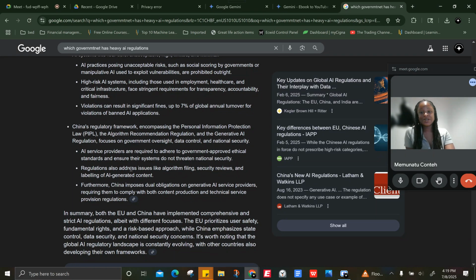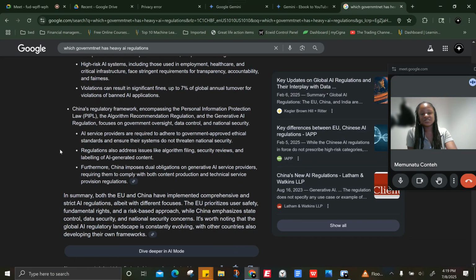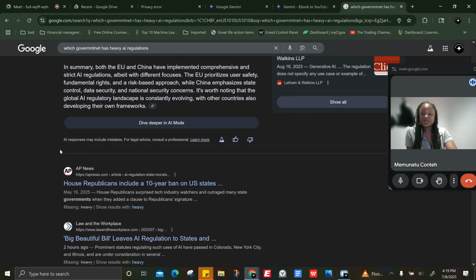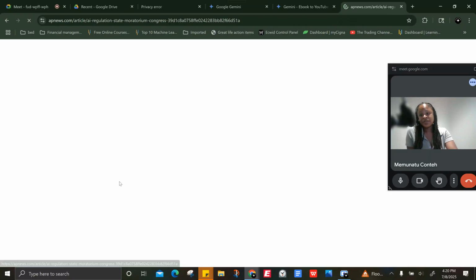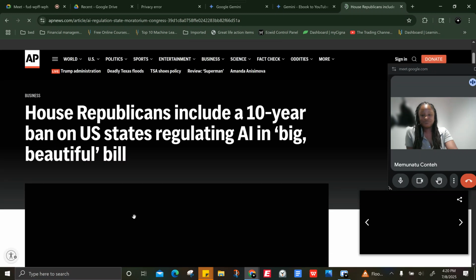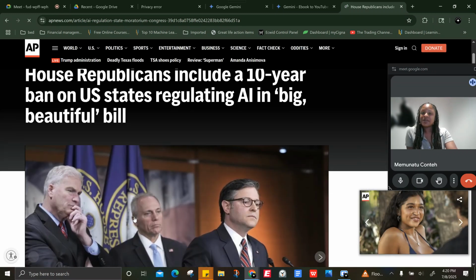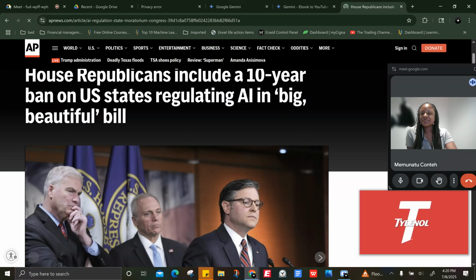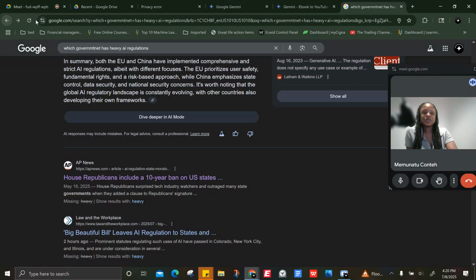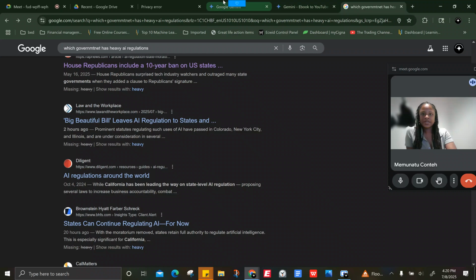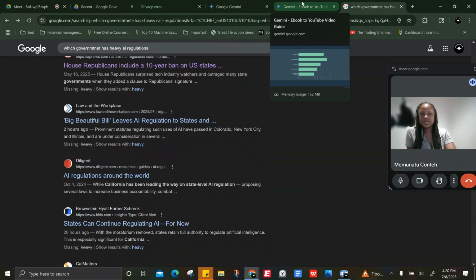Regulations also address issues like algorithm filing, security reviews, and labeling of AI-generated content. Furthermore, China imposes dual obligations on generative AI service providers, requiring them to comply with both content production and technical service provision regulations. I think AI regulations are really, really good. And in America, there's a 10-year ban on states regulating AI. That's all I gotta say. We want to not regulate AI and just everybody have fun. It's a field day. Go crazy.